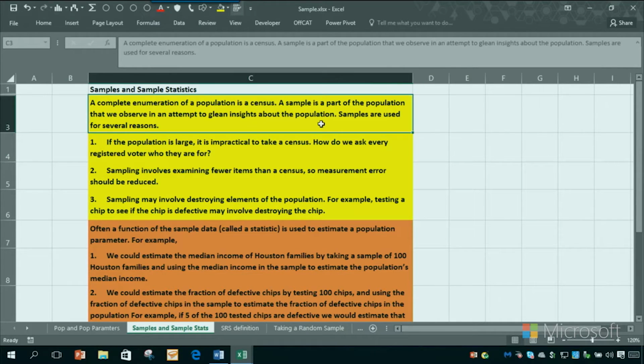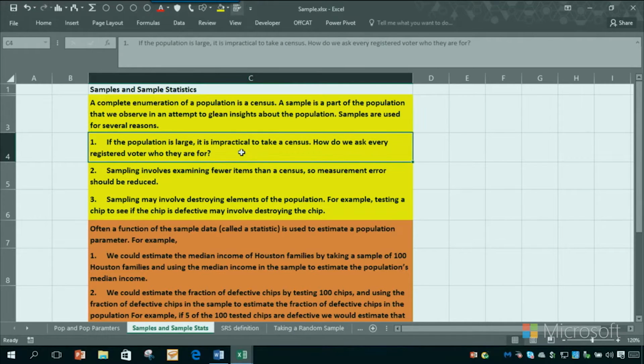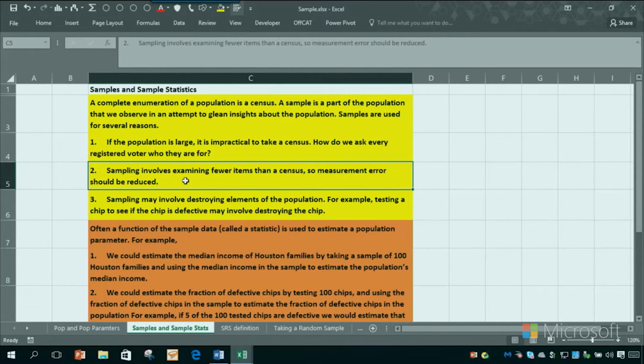Now, why do we use samples? Well, here's the most common and most important reason. If the population is large, like we have over 200 million registered voters in the United States, it's impractical to ask every voter who they're for. I mean, we just can't do that. It's just too complex. So sampling involves examining fewer items than a census.